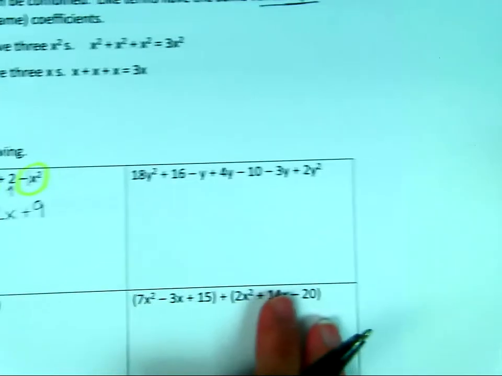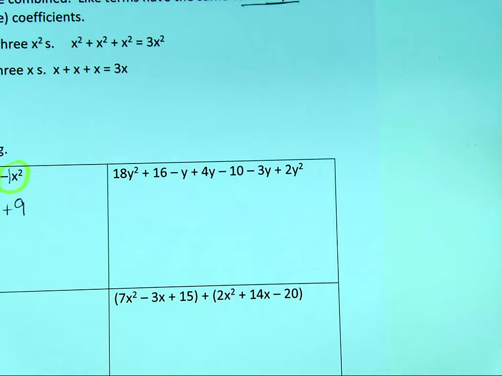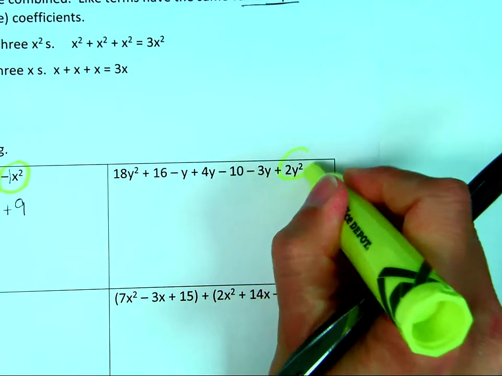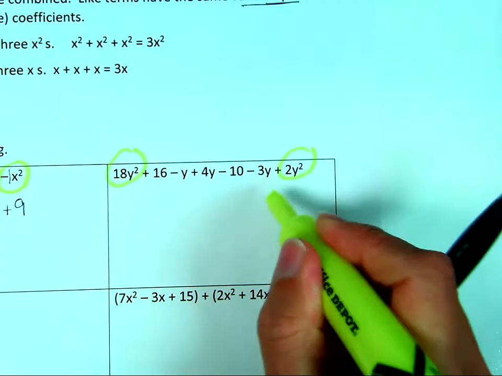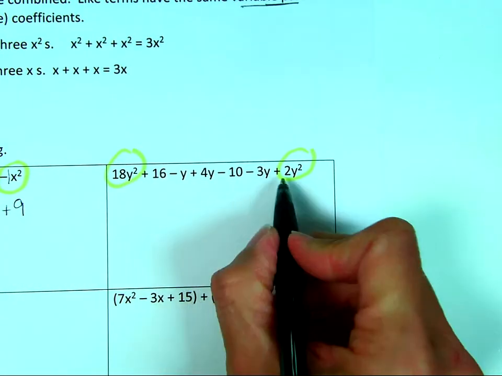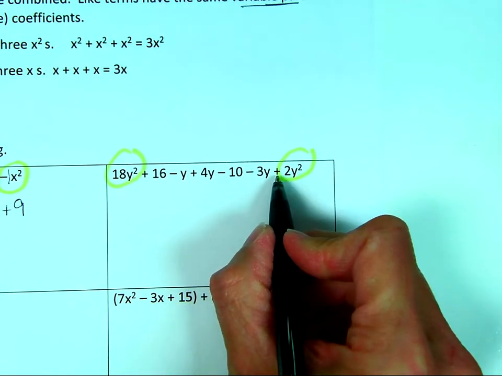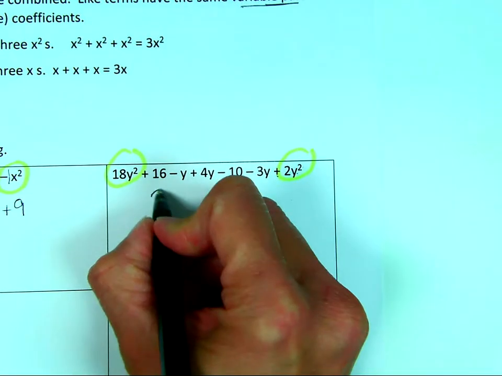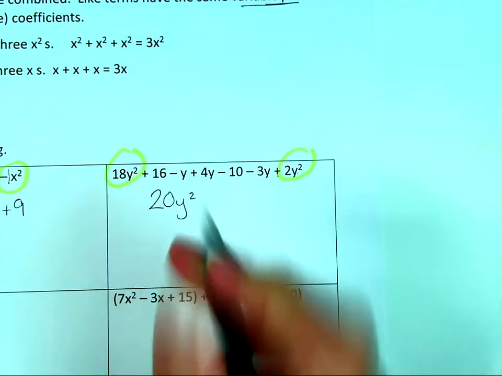Okay, on to the next one. So I see some y squareds, I see this y squared, I see this y squared, and that is all the y squareds I see. So I'm going to take 18y squared, I'm going to use the sign in front of the term, plus 2y squared, and that would get me a 20y squared.